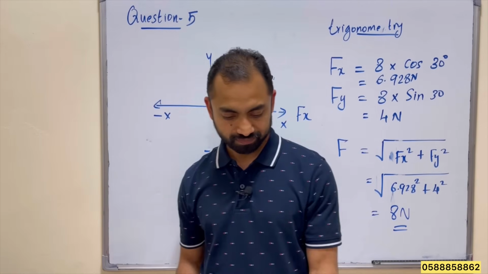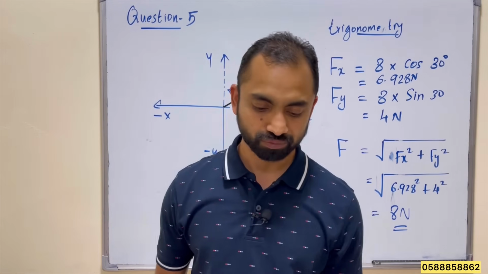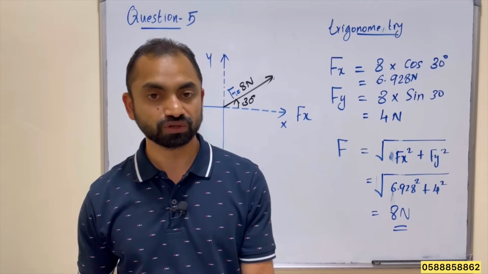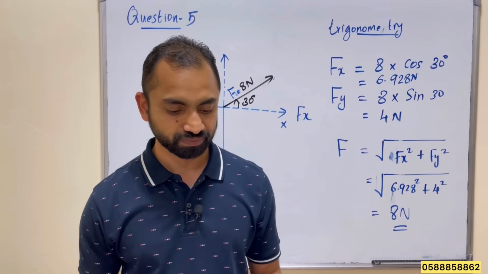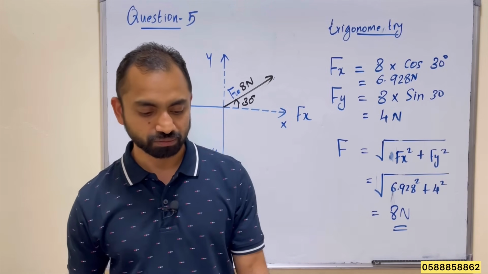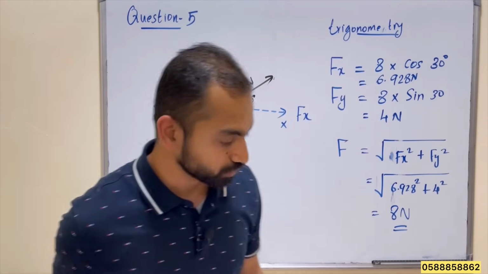Question number 6: use a free body diagram to compare the direction of the object's acceleration with the direction of the unbalanced force exerted on the object.